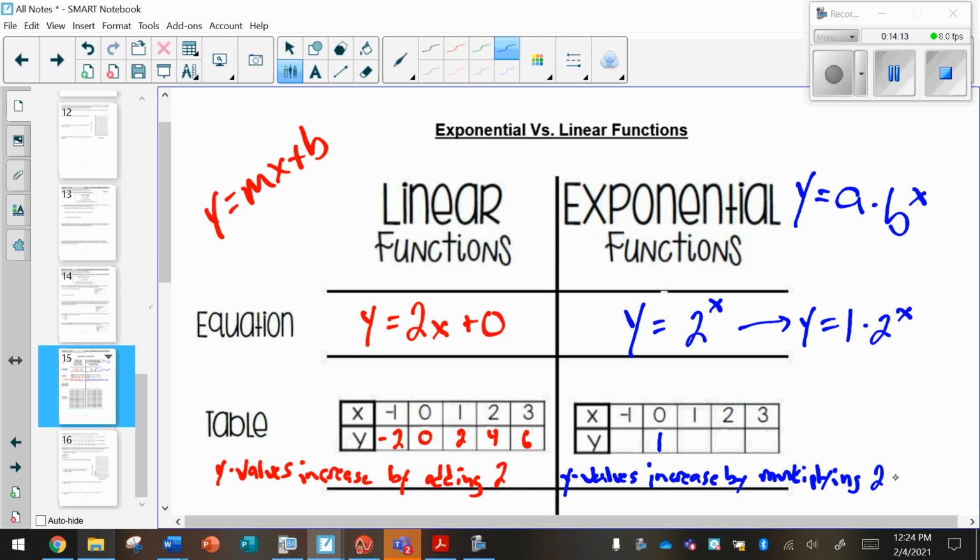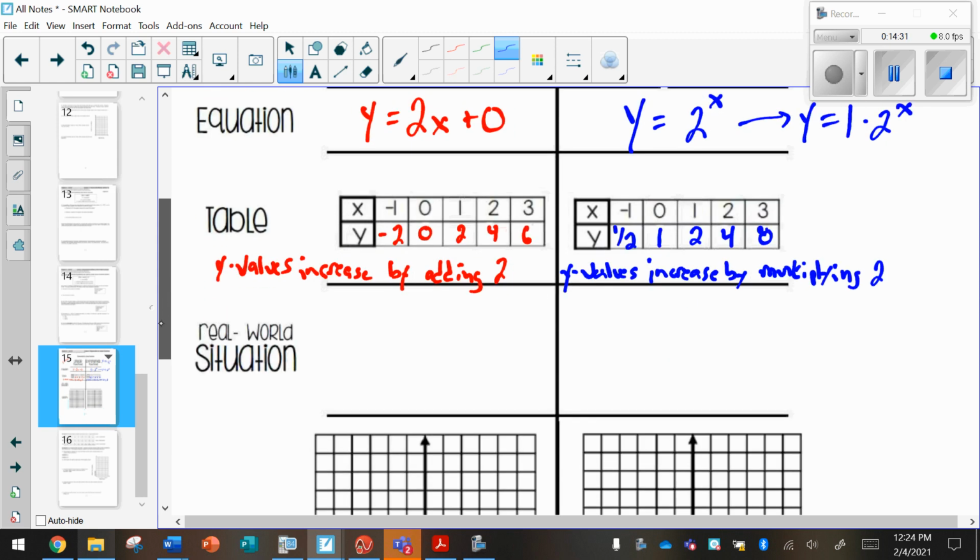So that means in my table, if I know where the y-intercept is, that's my first y value, the next y value is found by multiplying times 2, and then times 2, and then times 2. And if I have to work backwards, I just divide by 2 instead of multiplying times 2. So let's take a look at the graphs.